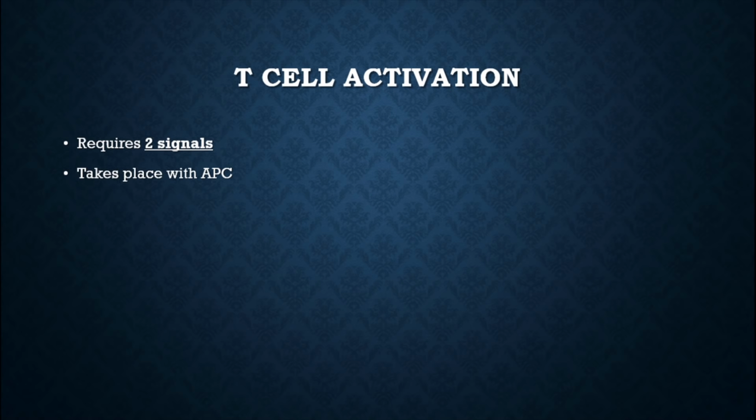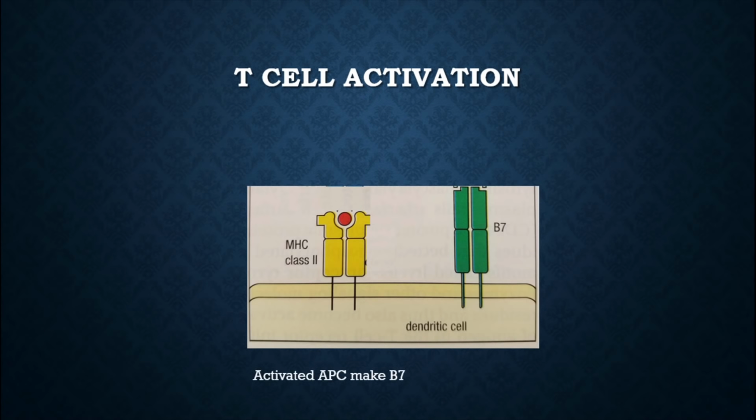T cell activation requires two signals, and it takes place with an antigen presenting cell. So an antigen presenting cell, when activated, will express B7 and will express an MHC class 2. Of note, these don't have to come from the same source. Activation usually happens by TLRs or NOD receptors or any sort of receptor that detects a foreign antigen. That's how you get activation of, for example, a macrophage or dendritic cell.